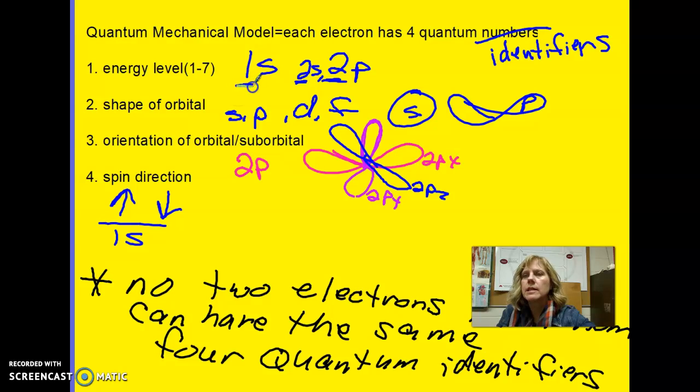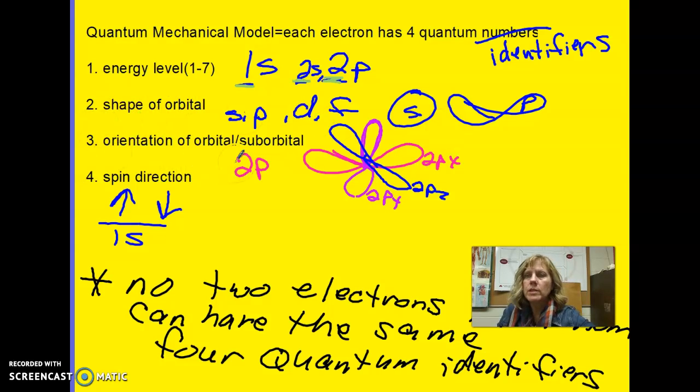Energy level is the 1 in front of the S, or the 2, so this is the second energy level, and I know it asked you about that in the lab sheet as well. So that's the first quantum mechanical number. The first quantum number or identifier is what energy level we find that electron in. The second one is the shape of the orbital. Is it an S, P, D, or F shaped orbital? So that's the second identifier.